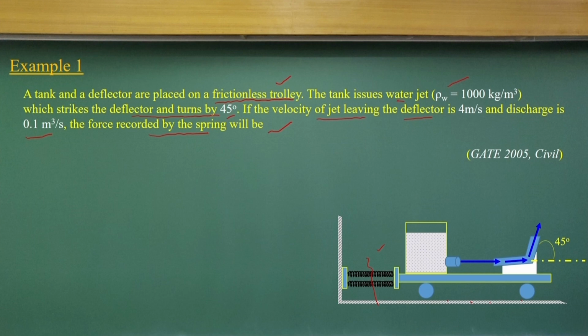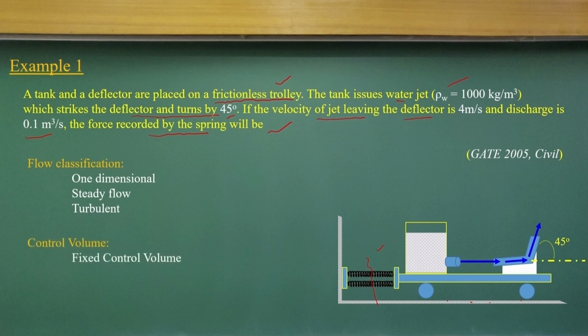but let us follow a very systematic approach, what I discussed in the last class. We will go step by step. First step is to classify the problem. This problem is one dimensional flow and steady flow, because the discharge coming out from this jet can be considered steady, the flow will be turbulent, and we consider a fixed control volume.